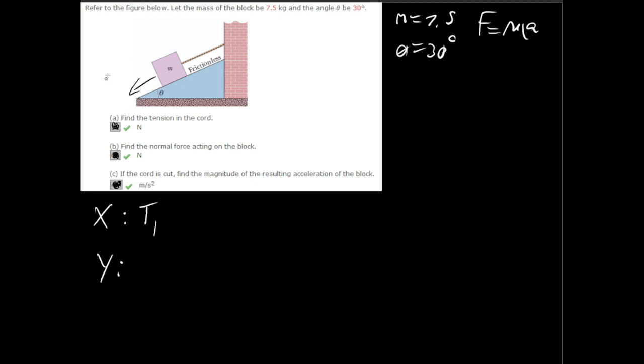is going to be mg sine theta, and then we're also going to have mg cosine theta, and here we're going to have Fn, and this is our x and y axis. So from here we know T1 minus mg sine theta is going to equal the mass times the acceleration.